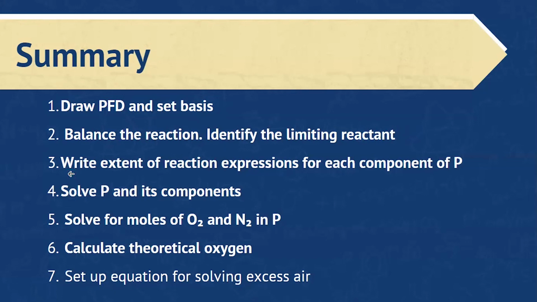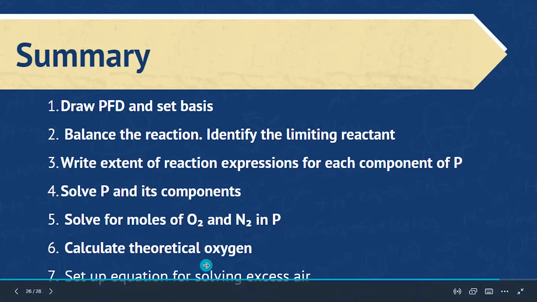And then after identifying the limiting reactant, we write the extent of reaction expressions for each component of P. This is to solve for P and its components. And then once the components of P are identified, we can now solve for the oxygen and nitrogen in P, which are the last components that we will be able to calculate. And in solving oxygen and nitrogen in P, that would require the theoretical oxygen. And then finally, we can set up the equations in order to solve the excess air.